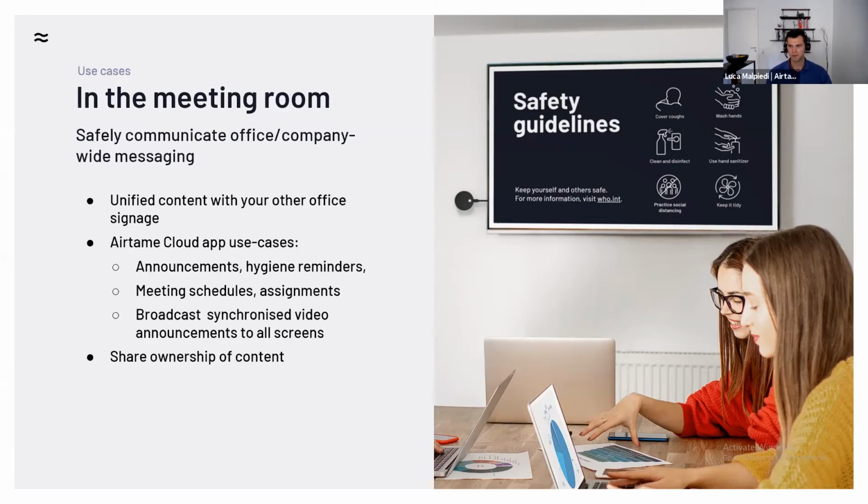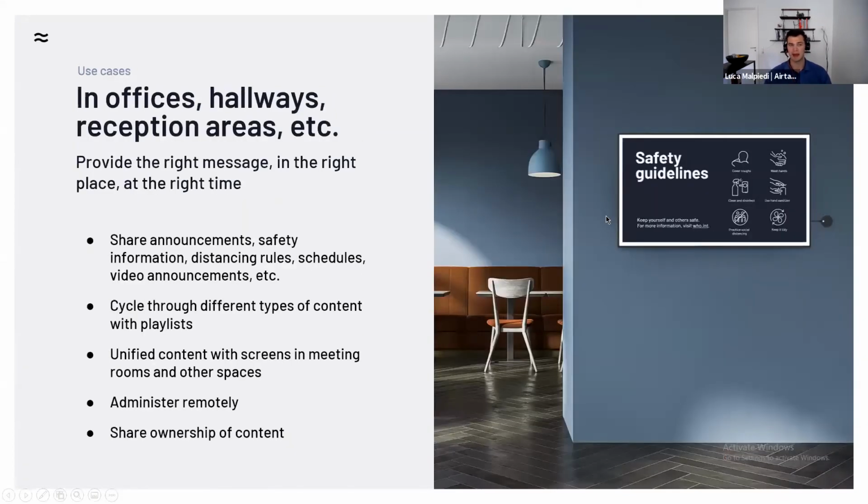Now, as we did earlier, let's take a step back, a step out of that meeting room. And then we have offices, hallways, reception areas, and so on. Here we want to make sure that we're providing the right message in the right place and always at the right time. So like before, we can still use these screens to share announcements, safety information, distancing rules, schedules.